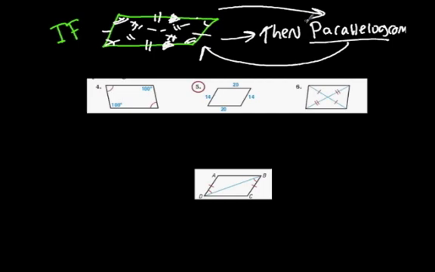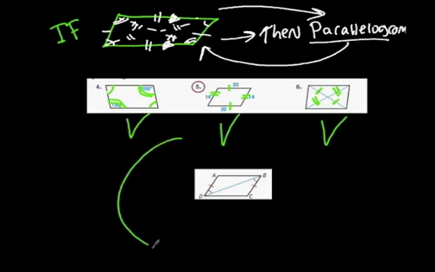So do we know that this is a parallelogram? Yeah, because this is congruent to this, and this is congruent to this. They're both 100. Yes, parallelogram. Here we have congruent here, congruent here, congruent here, congruent here. Yes, it's a parallelogram. Here, the diagonals are bisecting each other. Yes, this is a parallelogram.